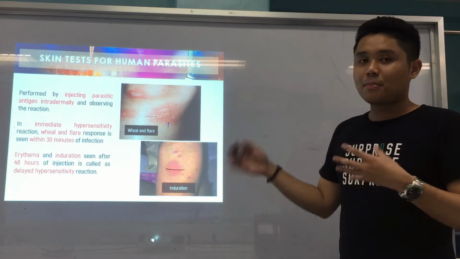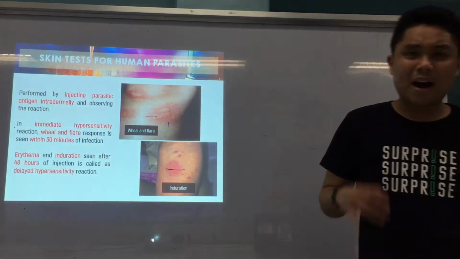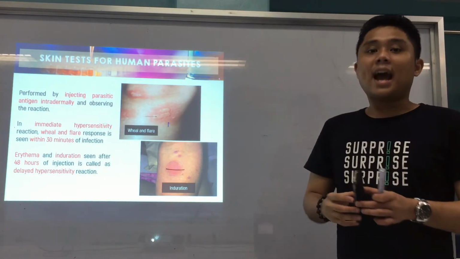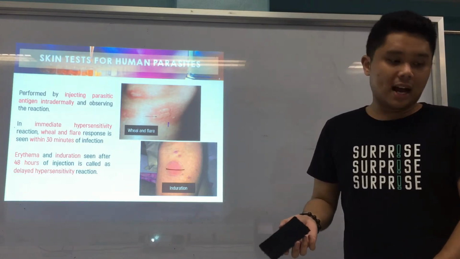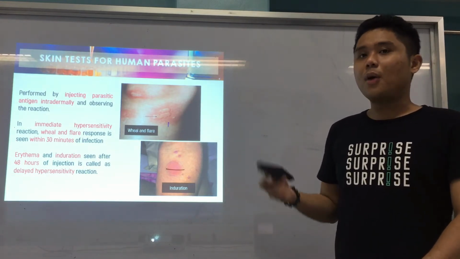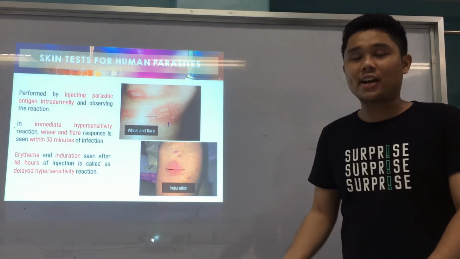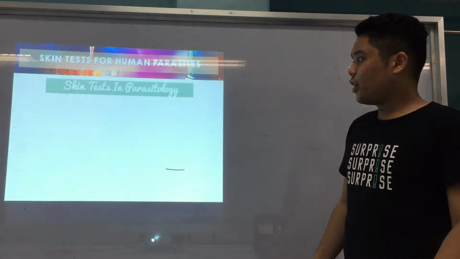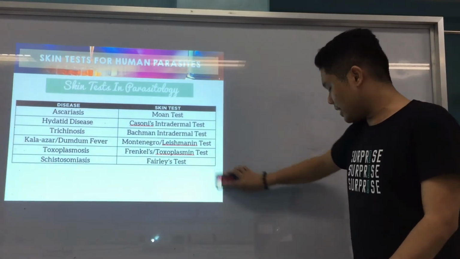So that's an example of skin tests. Again, we perform them for parasites. A very common use is for allergic reactions, and also very common for tuberculosis infection, to detect if you have been infected with tuberculosis, or if you currently have a tuberculosis infection. So here are some of the skin tests in your parasitology for the different diseases.